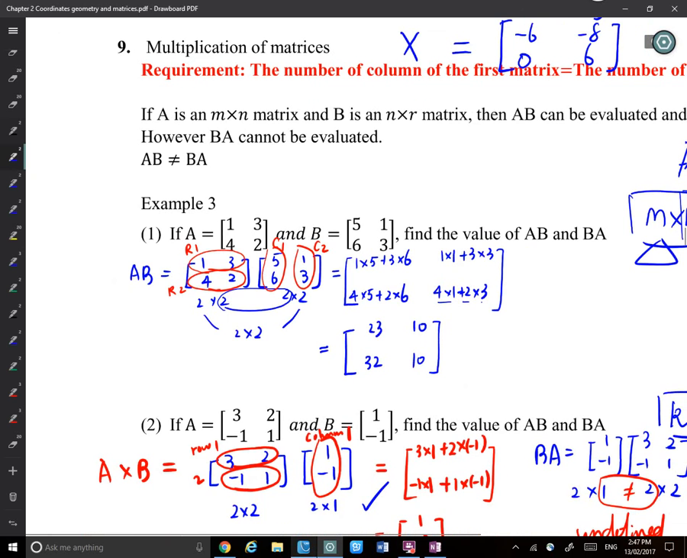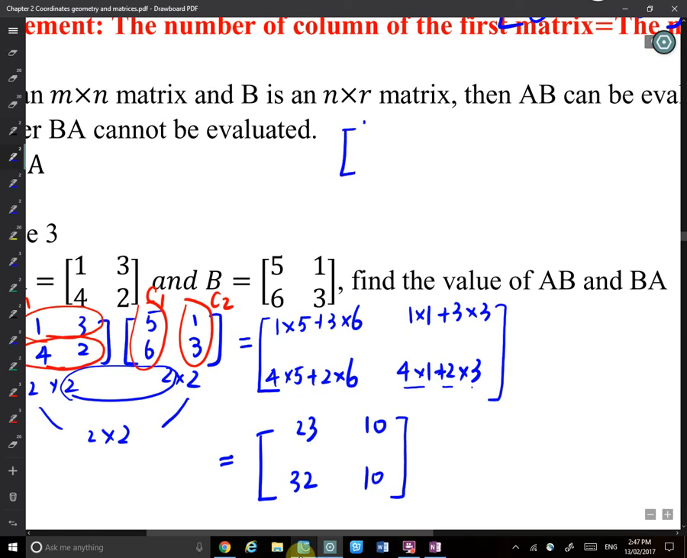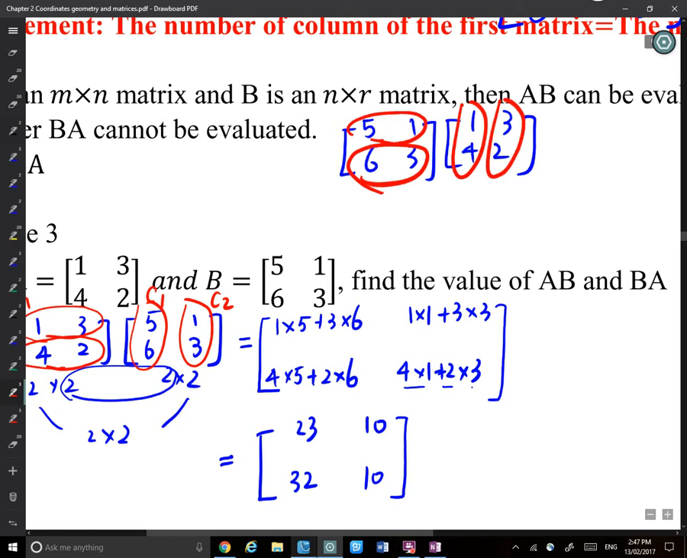You need to try to calculate B times A. B times A can be calculated because it's a 2 times 2 matrix times a 2 times 2 matrix, so the middle two numbers are equal. But the answer will be different. Why would that be different? I will use row and row, column and column: row 1, row 2, column 1, column 2.